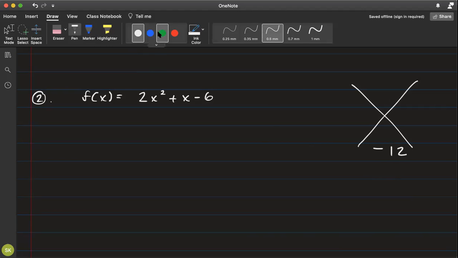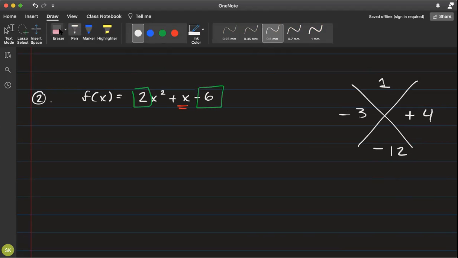Remember how we factor this. We take this number and multiply it with this number, which is negative 12. And then we take the number in the middle, which is 1, and we put it up here. And we think of two numbers that multiply to give us negative 12 and add to give us 1. Well, in order to get a negative, one has to be negative, one has to be positive. 4 and 3 work. They multiply to give us negative 12. They add to give us 1.